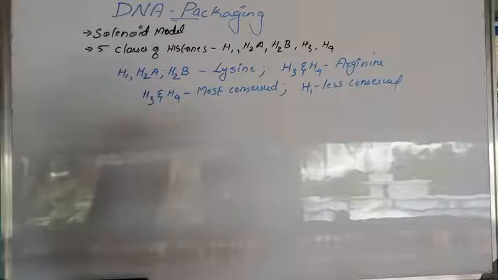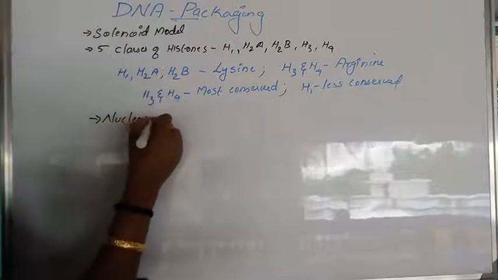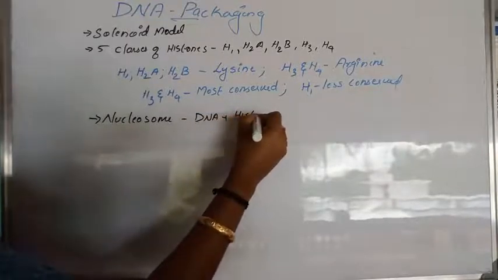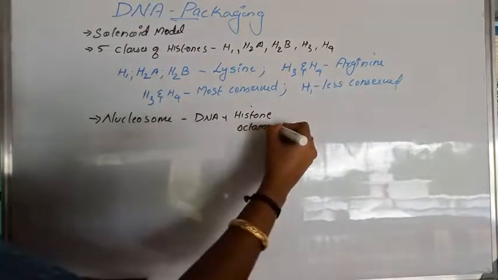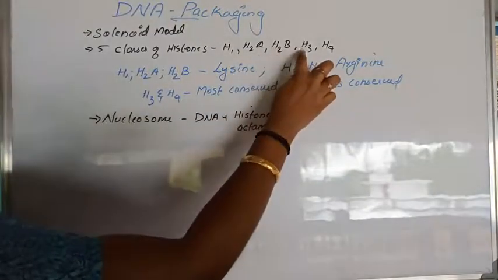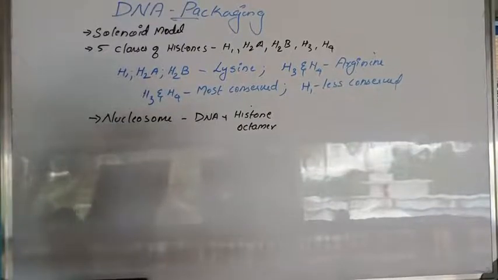Then, what are nucleosomes? DNA is arranged in the form of nucleosomes. A nucleosome contains DNA plus a histone octamer. Octamer means the 4 histones, H2A, H2B, H3, and H4, which are present in duplex. That is why it is called an octamer.